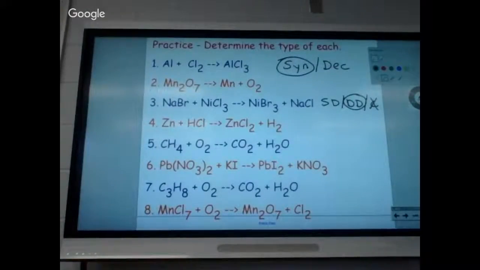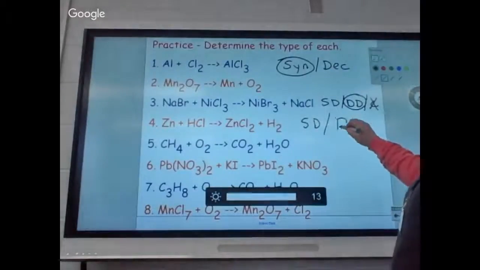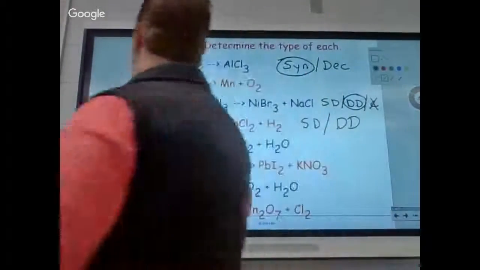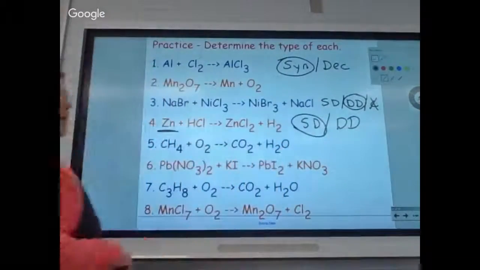All right, so number 2. What kind is number 2? It's decomposition. All right, number 4. It's single displacement. Now, how do you know it's single displacement? Because I had somebody say they thought it was DD. Double displacement is DD. When you look at it, if you've narrowed it down this far, what can you tell me zinc is? Is it an element or a compound? It's an element. That's what makes it single and not double.